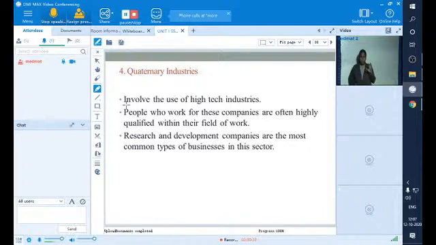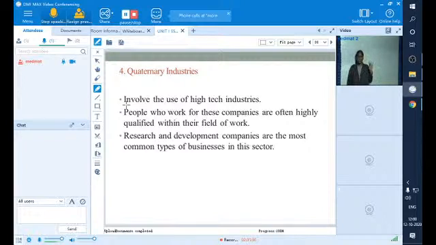So in total you have 4 types of industries: primary industry, secondary industry, tertiary industry and quaternary industry. In primary industry, we are extracting the raw material from nature, and in the second one, secondary industry, by the use of the extracted raw material, we are going to convert that raw material into one particular product. That is what you are going to do in the secondary industry.